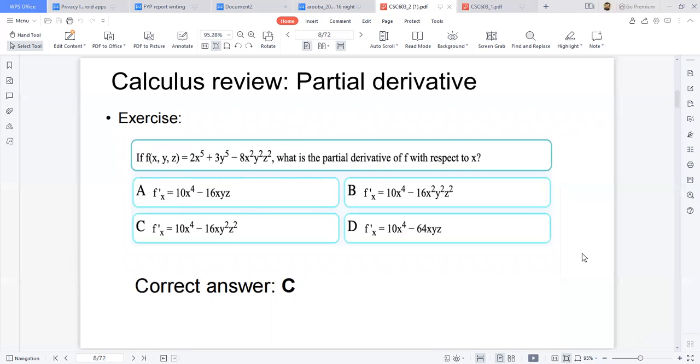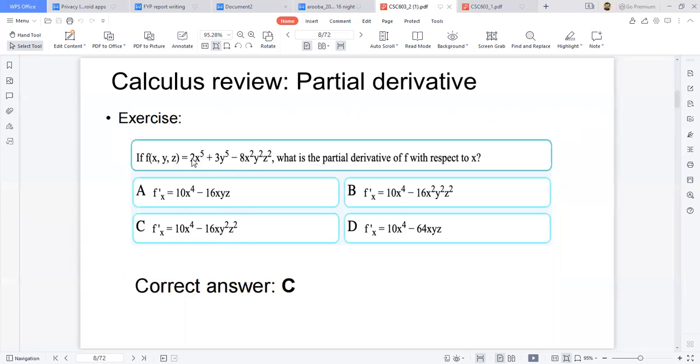Another example. You can see that if we want to differentiate with x, 5 will come here, so 5 into 2 is 10, 10x raised to the power 4. Plus, because there is no x, that term will be removed. 15, there is no x, so this will be removed. Minus 16, x power 1, y squared, z squared. And x will become 1. So 16xy squared z squared.